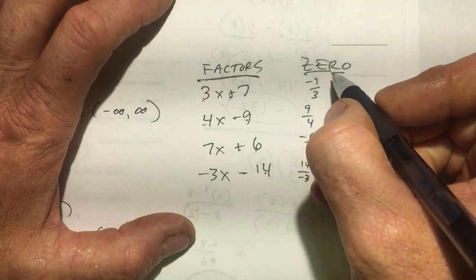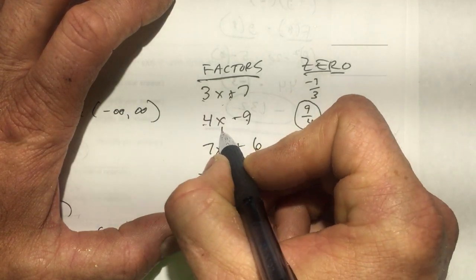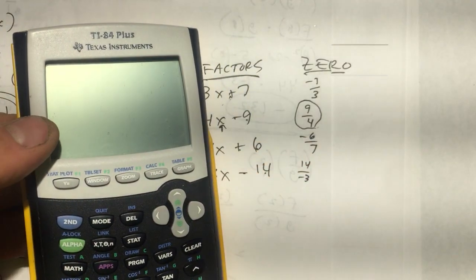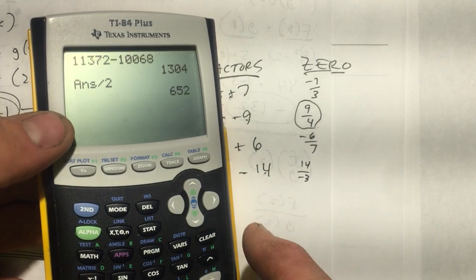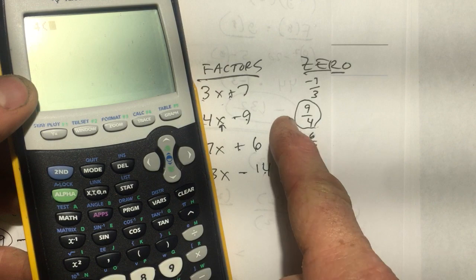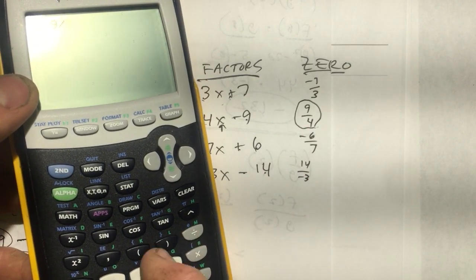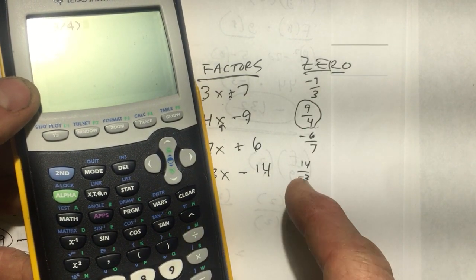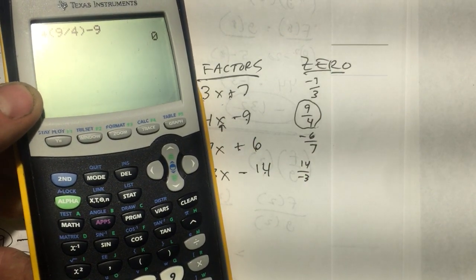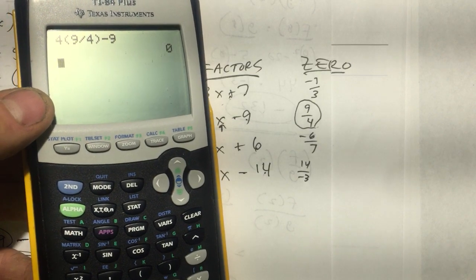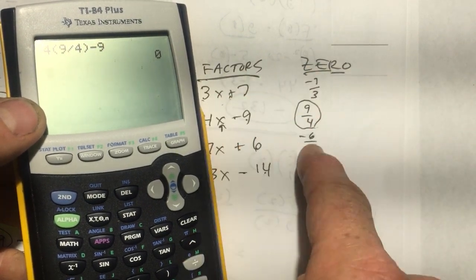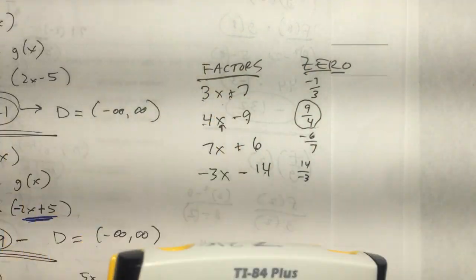These are my zeros. See, if I take this 9/4 and I put it in for x right there, it'll give me 0. Look here. I'll do that real quick, show you. If I put 9/4 in there for x, I'm going to have 4, and then I'm going to have 9/4, so 9 divided by 4, and then minus 9. And then look at there, 0. Okay. And all these are zeros. If I put each one of these in that expression, I'll get 0.